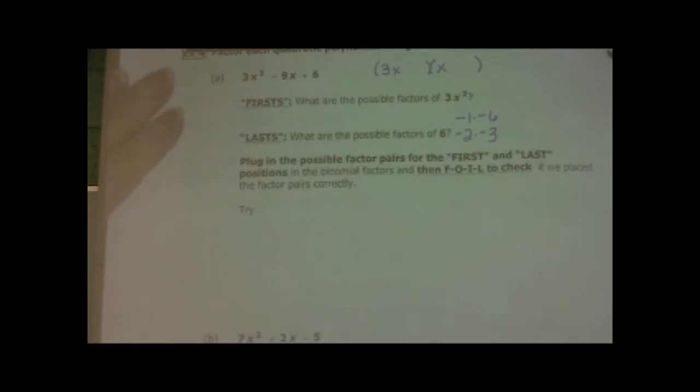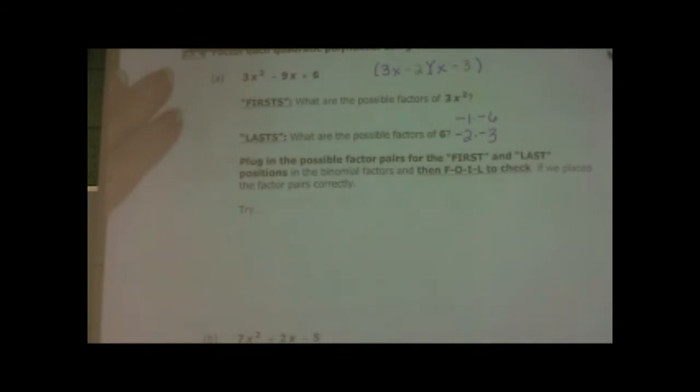All right, with this one, the only way to get 3x squared is to start with 3x and x. All right, let's see. How can I get 6? But here's what's interesting. I need to get a positive 6, but my inners and outers are going to have to add up to a negative. So guess what? My two numbers are going to both be negative. That way I'll add two negatives in the middle, and I'll still get a positive for my last. So I've got negative 1 times negative 6, or I'm going to have negative 2 times negative 3. So that's all I have to guess from.